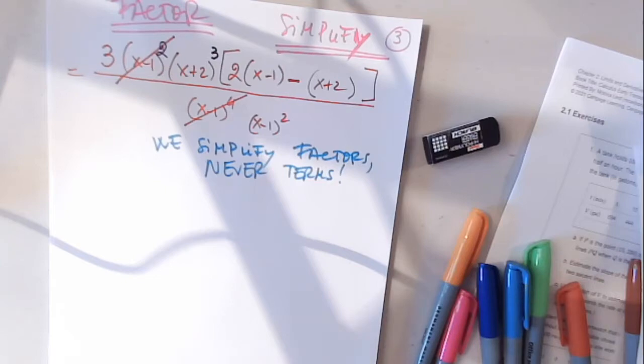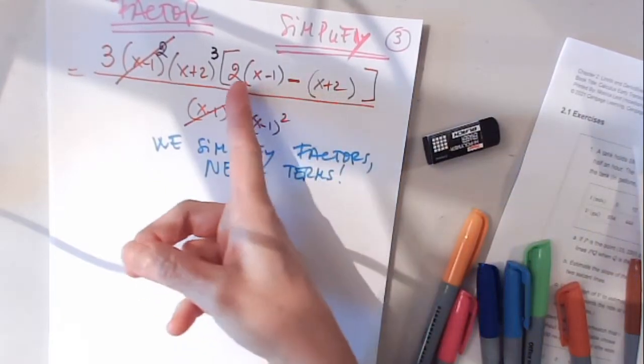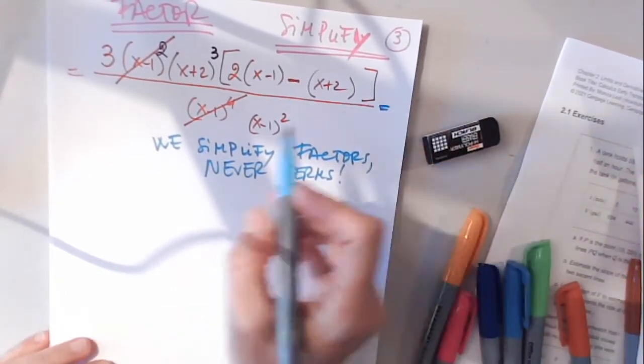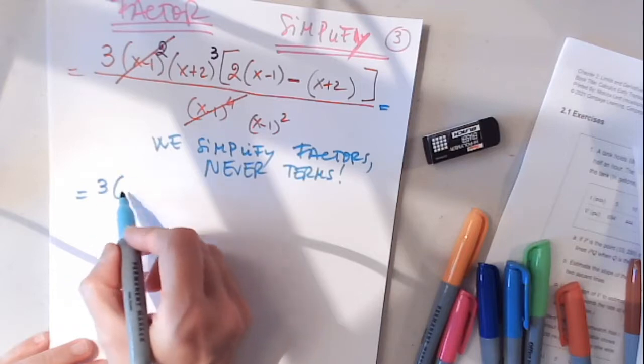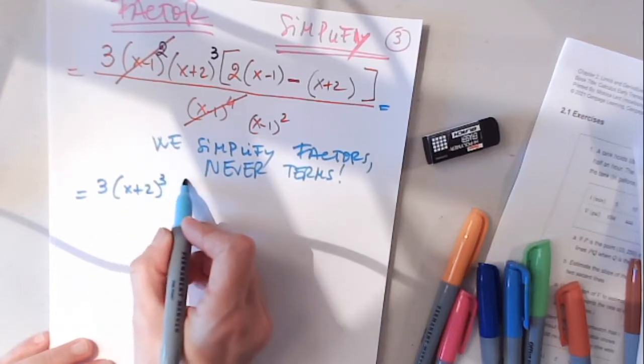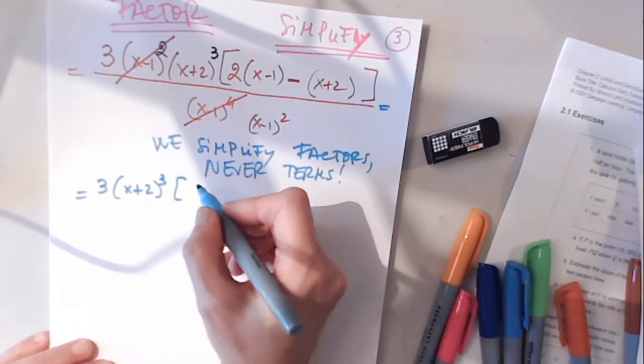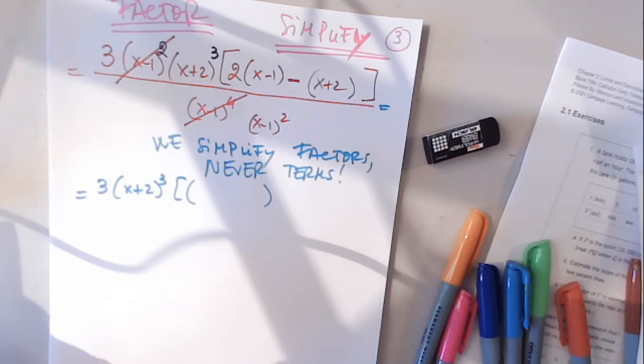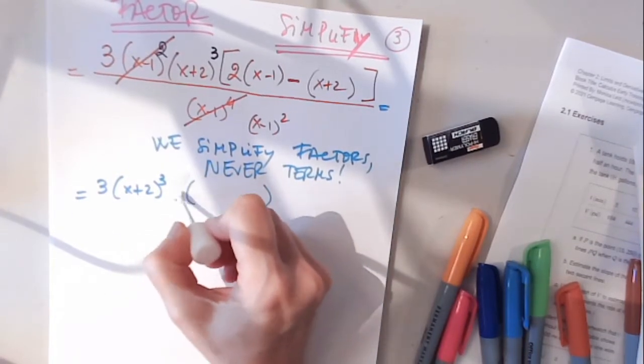So once I got it in the factored form, I was able to simplify. Of course, I have to distribute here and finalize the answer. So I have a 3 outside and x plus 2 cubed. And in parentheses, now I can change the bracket into a parenthesis. There is no need for brackets anymore.